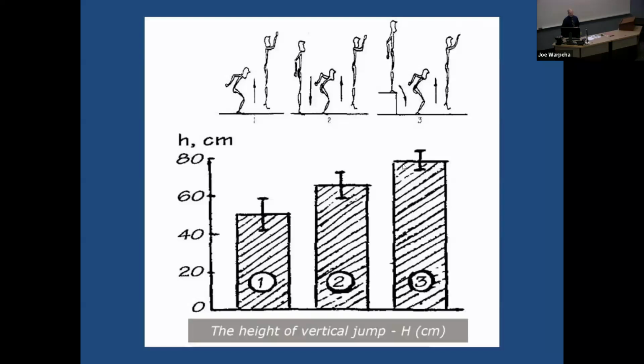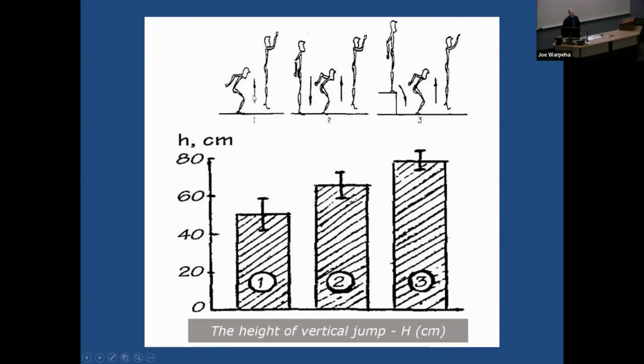And then exhibit three, and this is actually what the shock method is. This is Yuri Verkhoshansky's origin of plyometrics. The shock method would be what you maybe know as a depth jump today in plyometrics. The person starts on an elevated surface, steps off, hits the ground, and then attempts to jump as high as possible after hitting the ground. And you can see that they jumped the highest in that third situation.